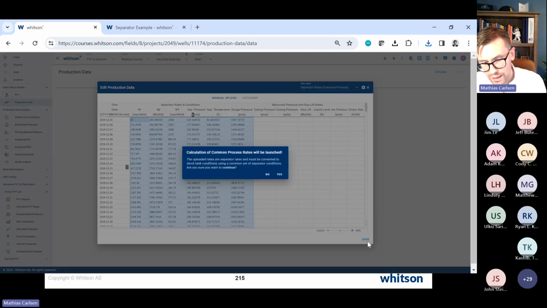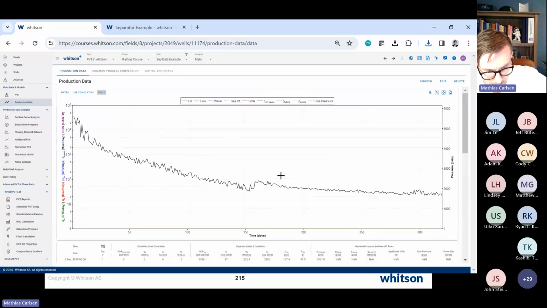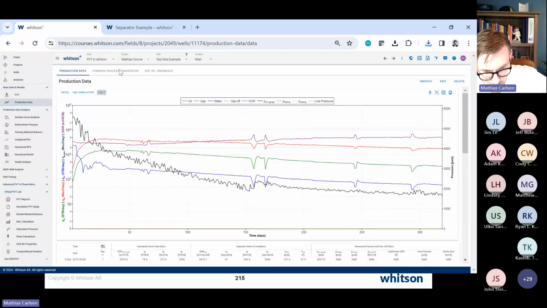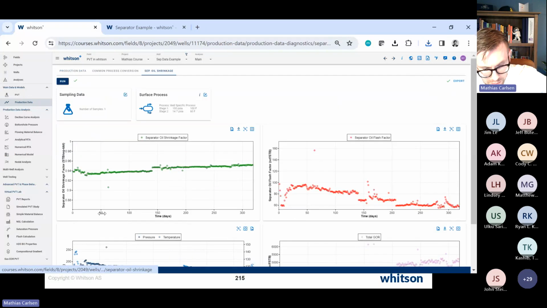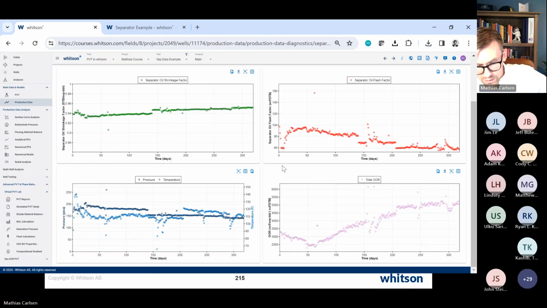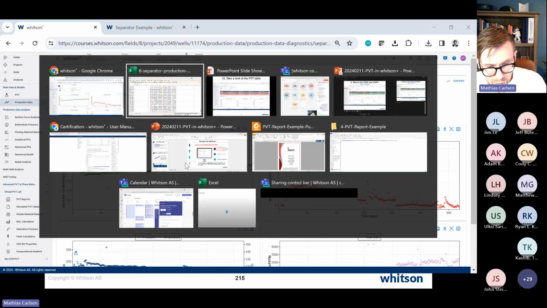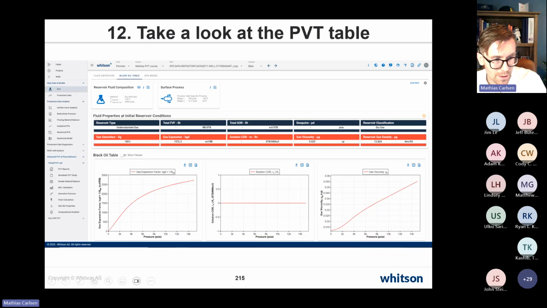And when I do that and click save here, it says the uploaded rates are separator rates and must be converted to stock tank conditions, and so on. So that's what's happening behind the scenes now. We're calculating the common process conversion numbers. That's being done. And actually, on a daily basis, separator shrinkage has been estimated with the equation of state. So it's running this process called common process conversion, and there's more information about that in the appendix slides in the deck that was distributed.